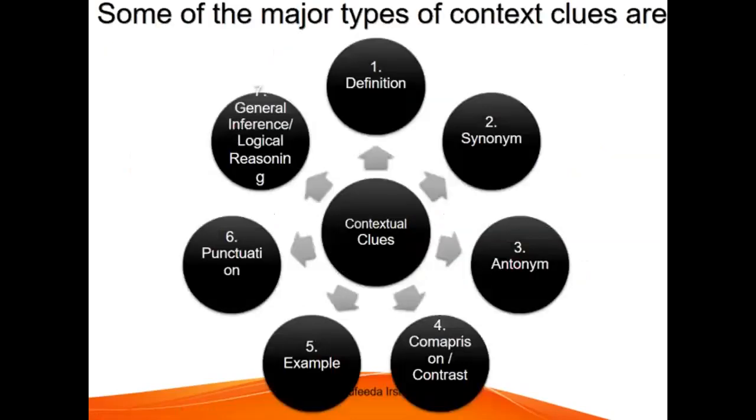Some of the major types of context clues are definition clues, synonym clues, antonym clues, comparison and contrast clues, example clues, punctuation clues, and general inference or logical reasoning clues. It's helpful to be familiar with them. Therefore, let's go through them together.